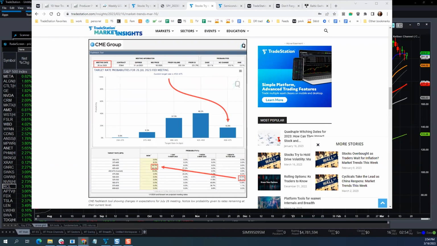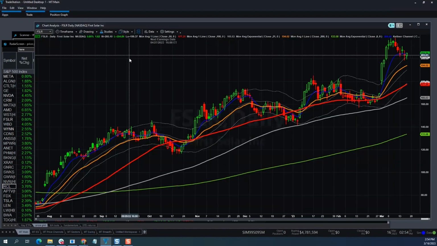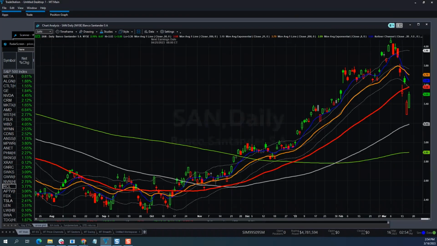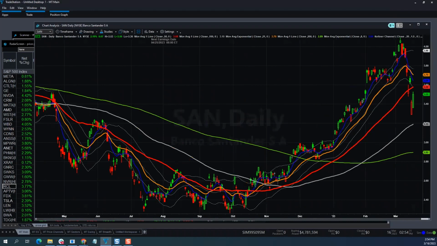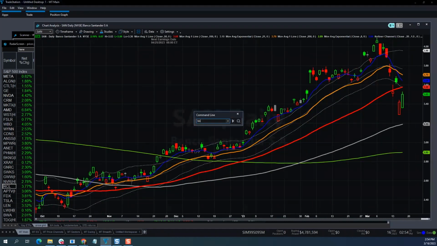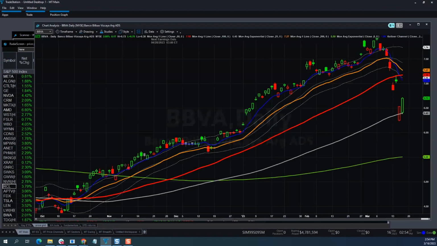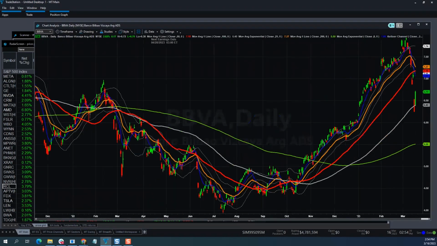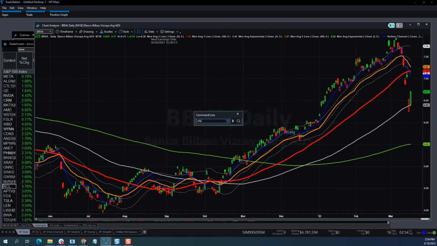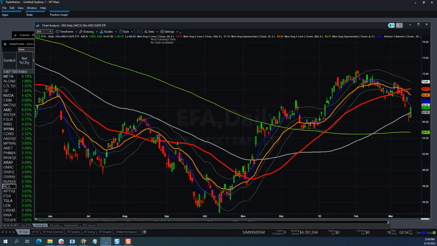These are not very glamorous, but these banks like Banco Santander and BBVA trade at such low multiples. The multiples are so low on some of these European stocks that they were really outperforming. One of the ones on our list, EFA, the global index, was outperforming until this thing happened in the last week.